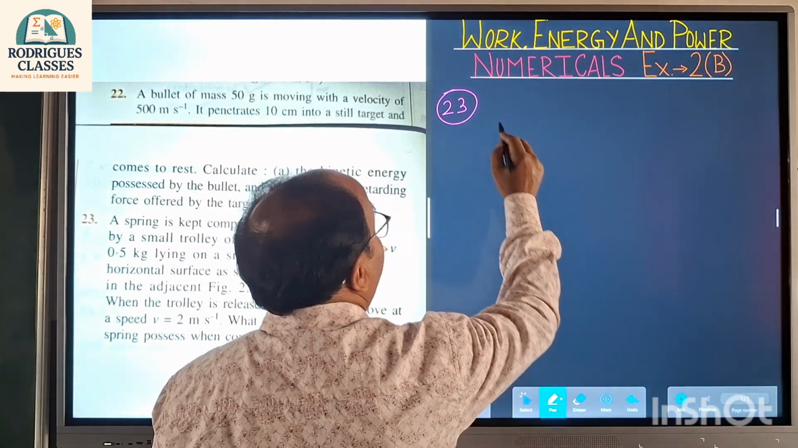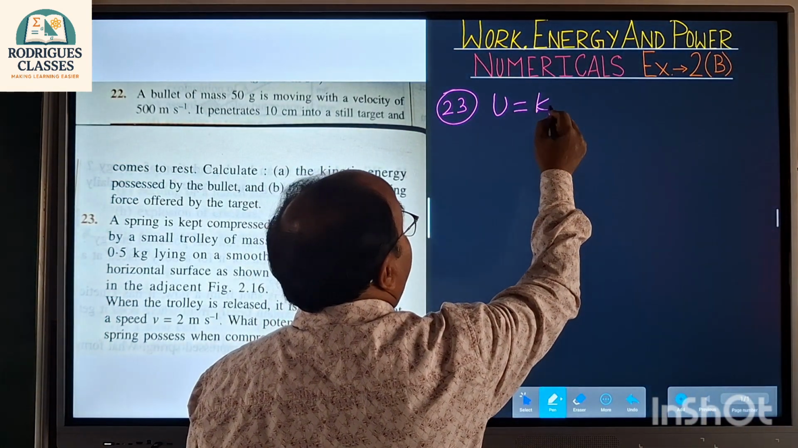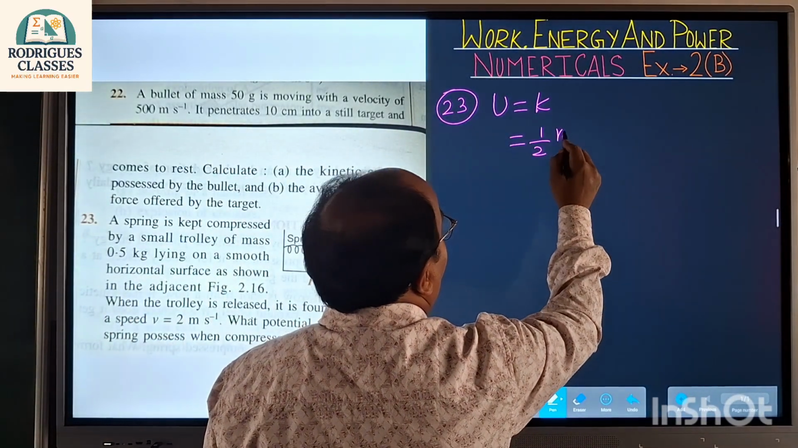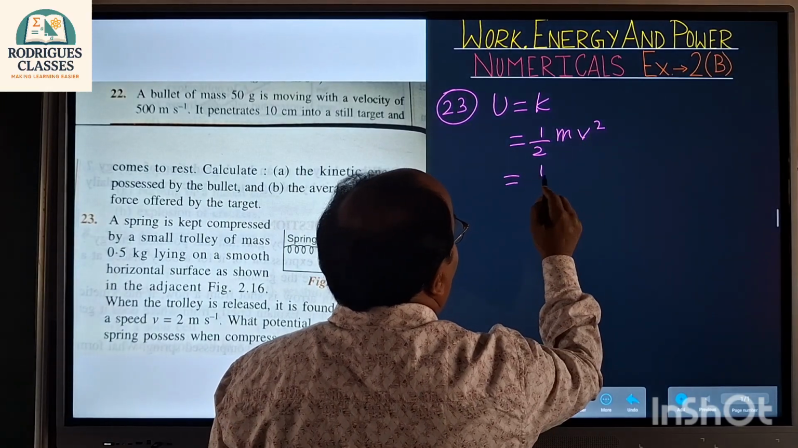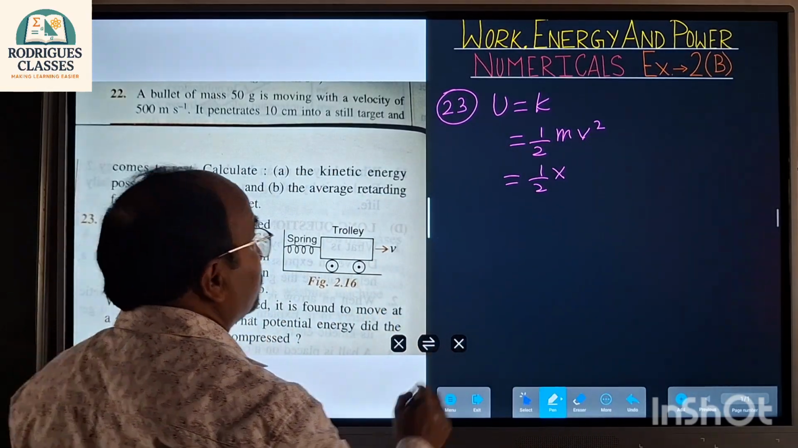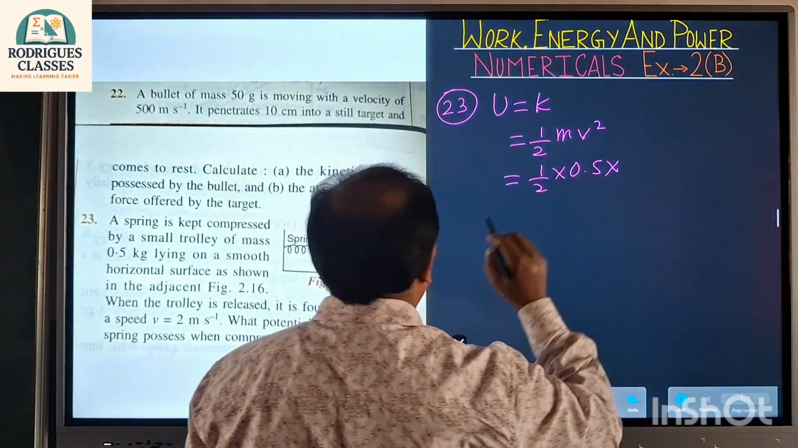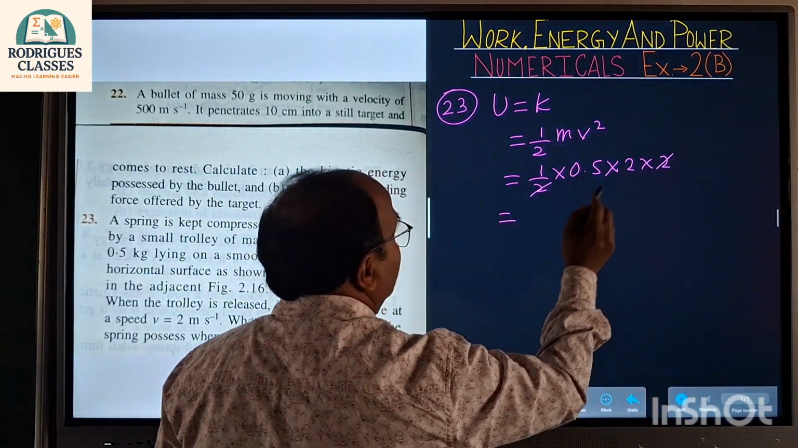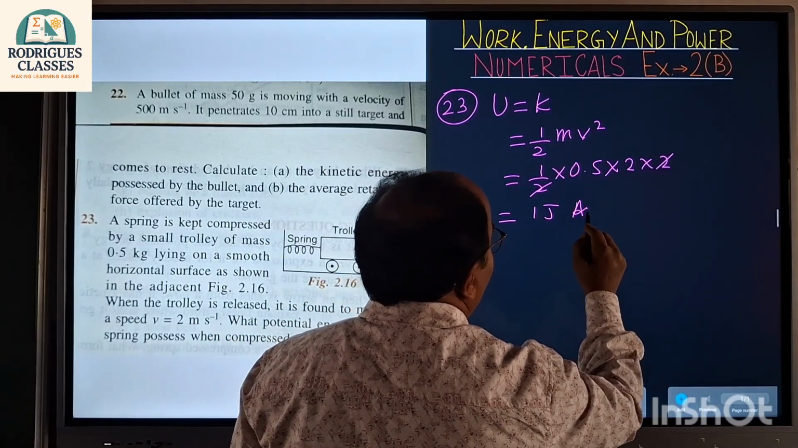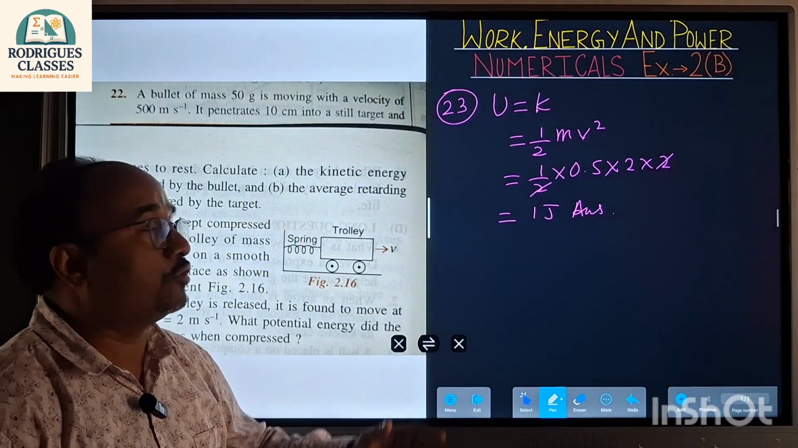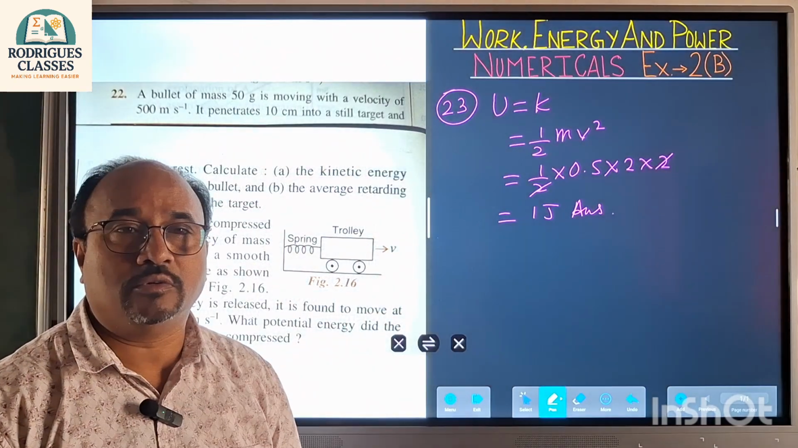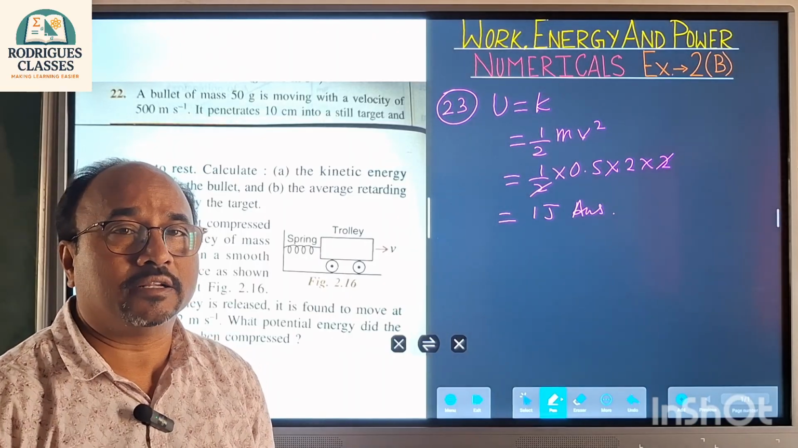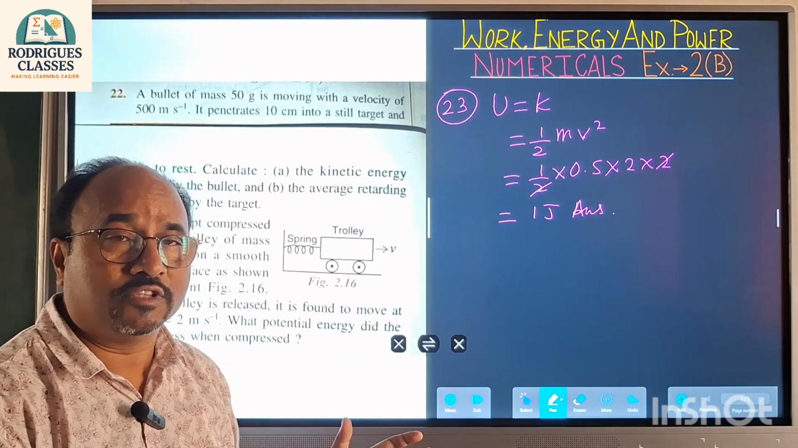So we first write that the potential energy is equal to the kinetic energy, and then we write half m v square, half into mass which is 0.5 and the velocity is 2 meter per second. So 2 into 2, we cancel it out. 0.5 into 2 will be 1 joule. So the potential energy possessed by this compressed spring is 1 joule. I hope you have understood how to relate elastic potential energy also with kinetic energy. We come to the end of this part.